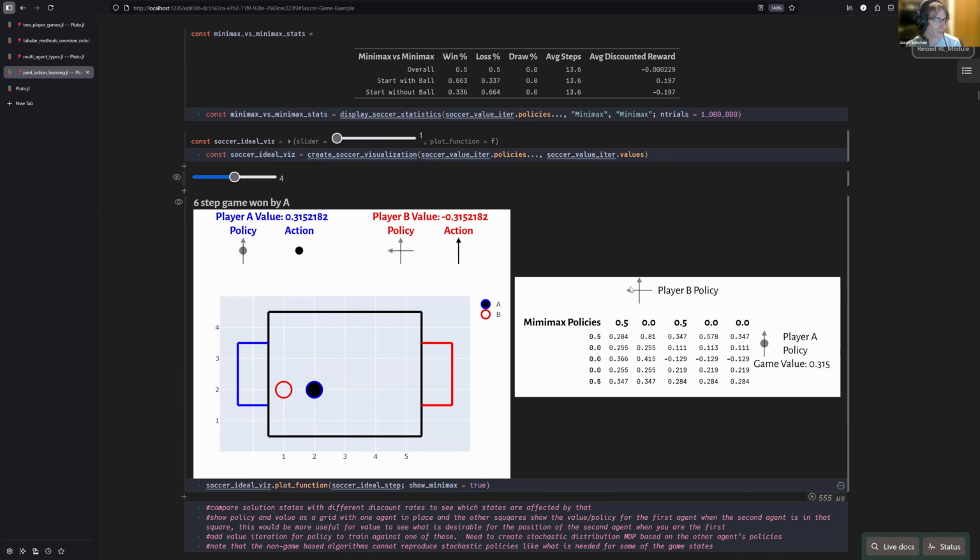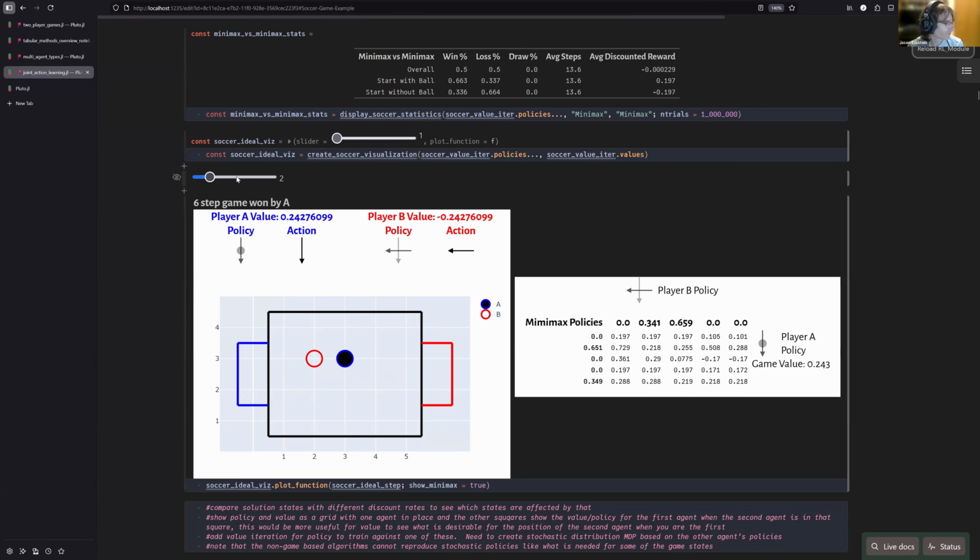And B has sort of the same thing. This left action is effectively just staying still, because B can't actually enter the goal here without the ball. And if we go back a little, here's another example where they're just facing each other like this: player A has a policy where there's a chance of going down and also a chance of staying still. Similarly, B has a chance of going left and a chance of going down.